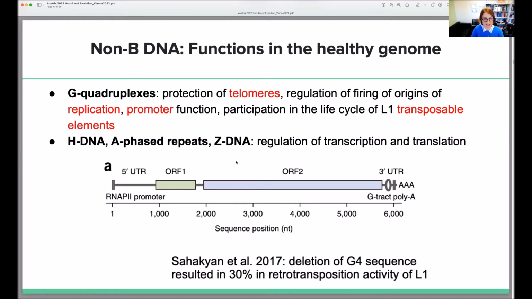Some other functions of non-B DNA: H-DNA, A-phased repeats, Z-DNA. These structures regulate transcription and translation. And there is now genome-wide evidence that they form in the cells and they participate in regulation of many different cellular processes. And why are they such good regulators? This is because their formation is transient. They're not always forming the structures. These motifs can also form regular B-DNA, but they can be used as sensors of the environment in which they can participate then as regulators of multiple processes.